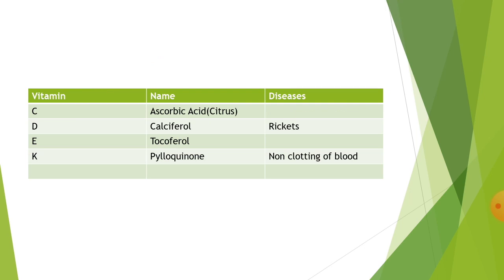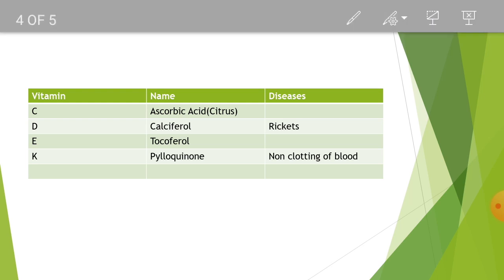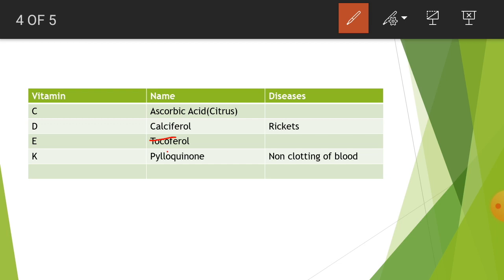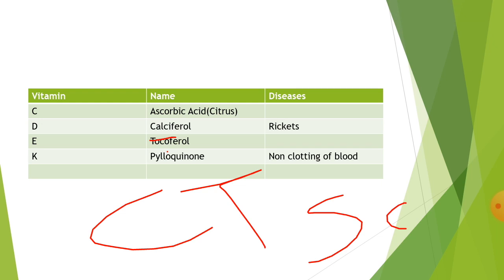Next is E, that is tocopherol. So after C comes D, but here tocopherol. So you can remember it with the help of CT scan. After C it comes CT scan. So after C comes the T, in scanning. Next is K, phylloquinone, and the disease related to deficiency of vitamin K is non-clotting of blood.